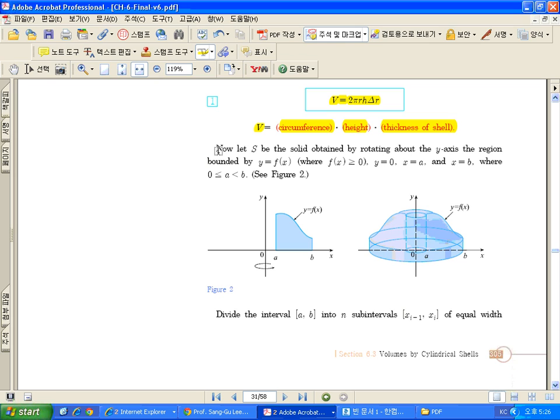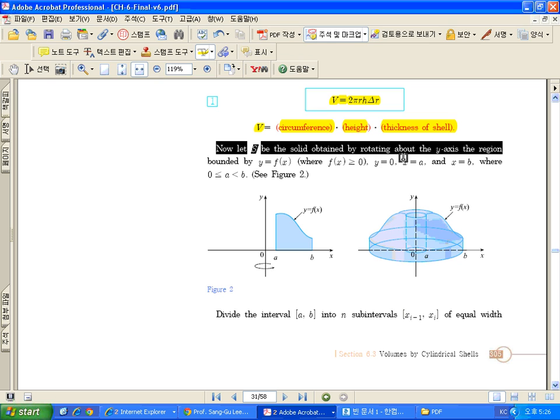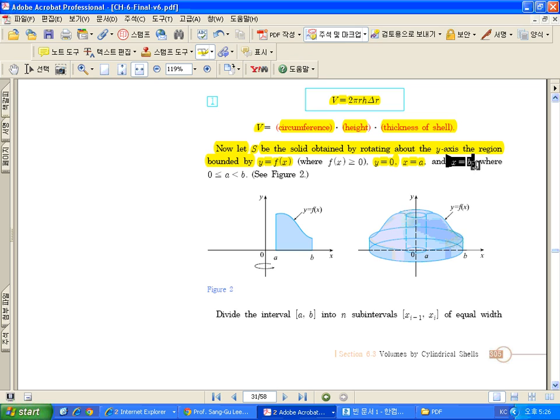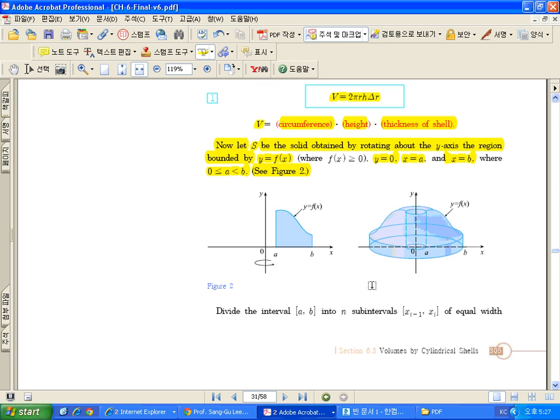So let's see. Let S be the solid obtained by rotating about the y-axis the region bounded by y = f(x), where f(x) is non-negative, and y = 0, x = a, and x = b, where both are positive and b is bigger than a, as we see in figure 2 here. We want to find the volume of this kind of object.